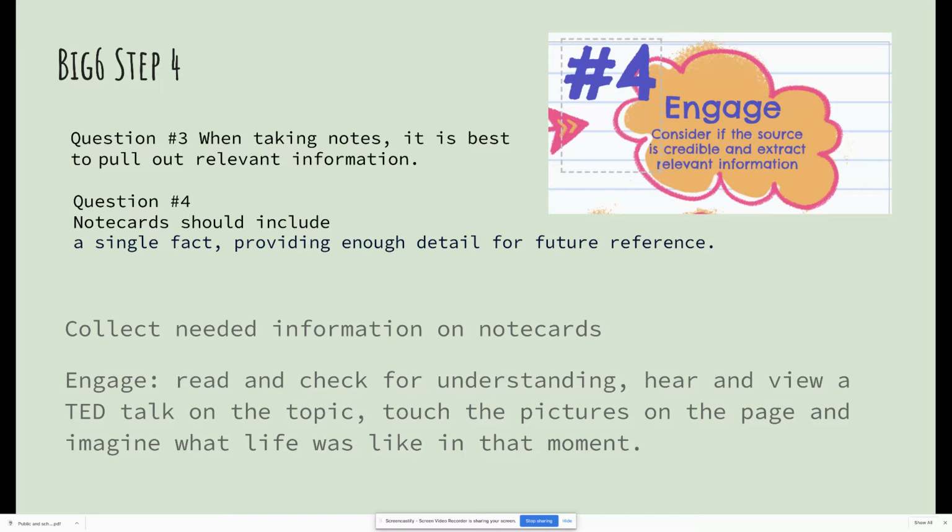Really engage with it. Read and check for understanding. Hear and view. Maybe you'll have a TED Talk to look at. Touch the pictures on the page. Imagine what life was like in that moment, history perhaps. The more you get engaged with the reading, the more valuable information you will have.